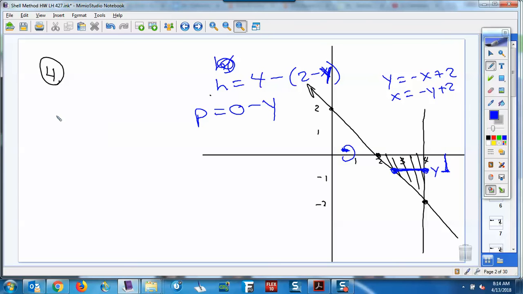And so then your integral will just be 2 pi times H times P. And the strips go from what? Down here, negative 2, up to 0.